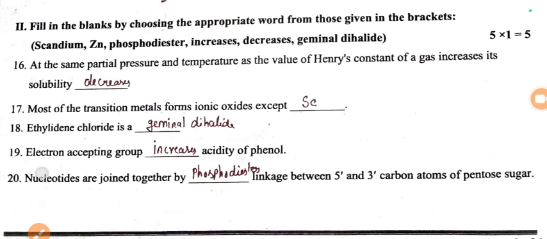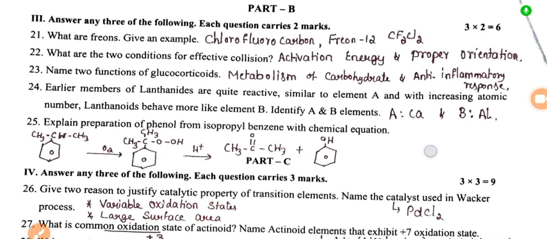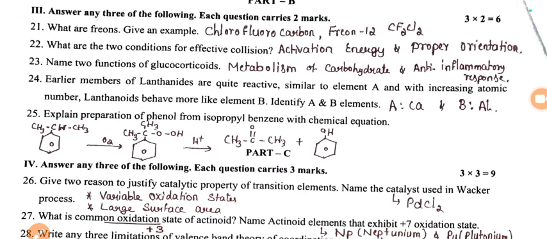Filling the blanks, I have written the answers. You can refer. Now in part B, what are freons? Freons means chlorofluorocarbons, example CF2Cl2. 22nd, the two conditions for effective collision are activation energy and proper orientation.